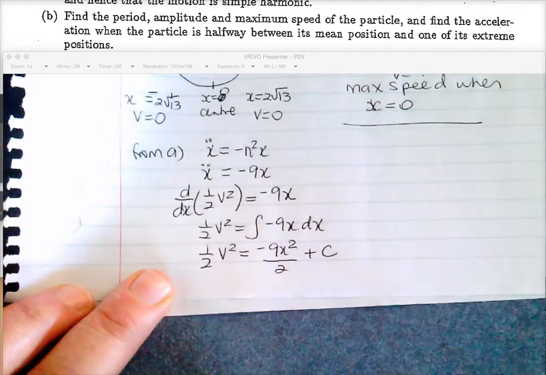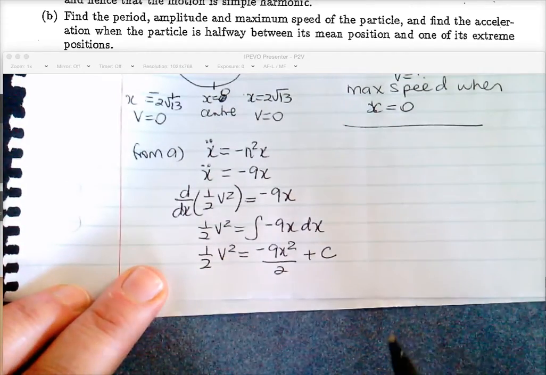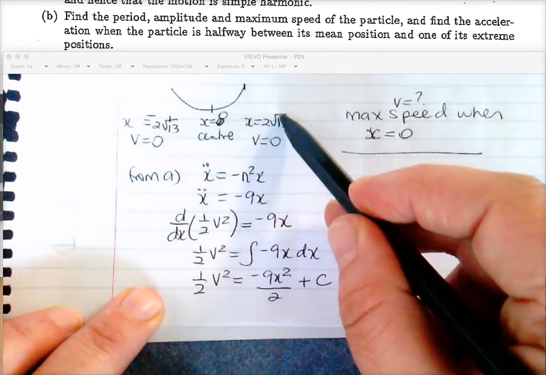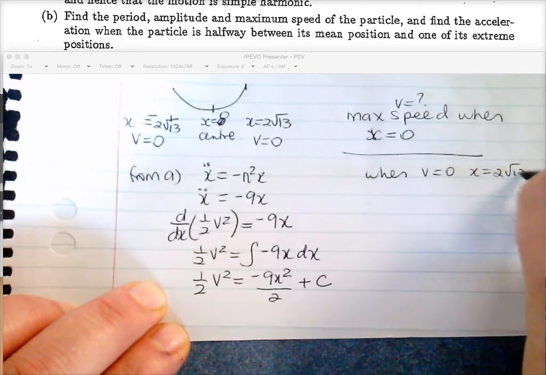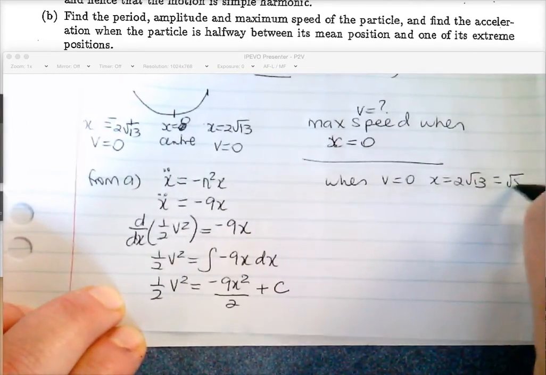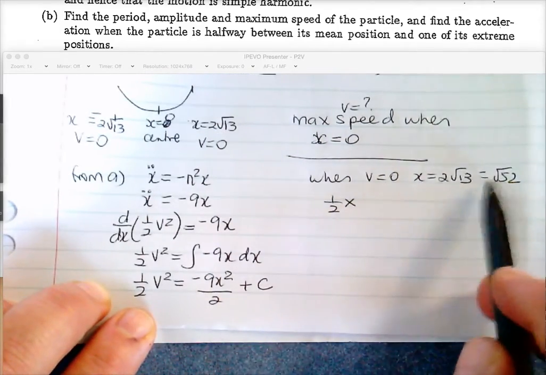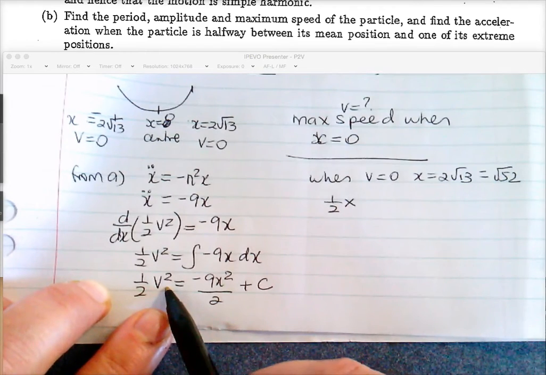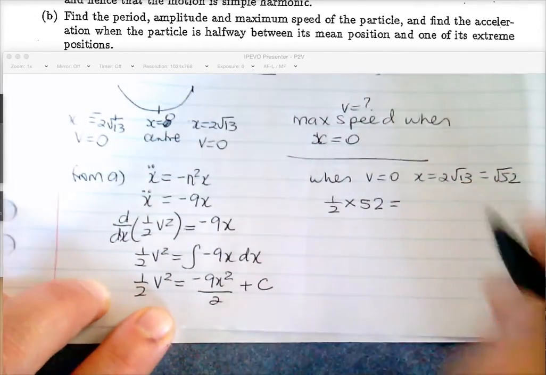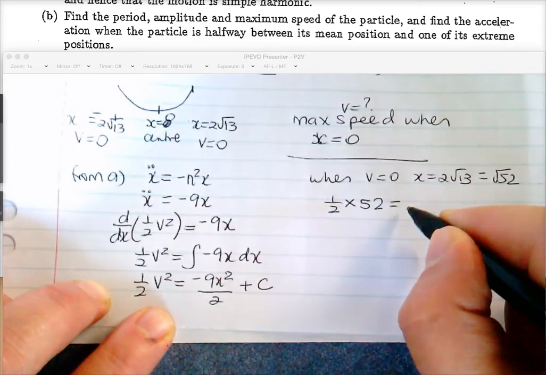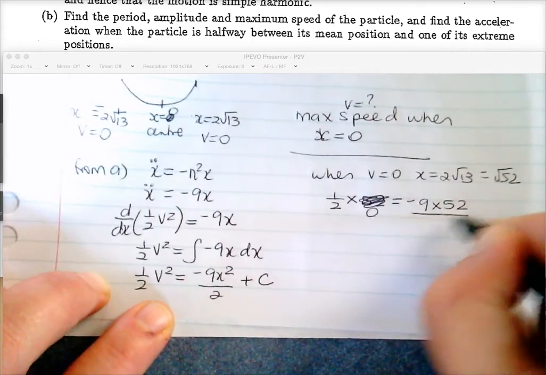You might think we don't know anything, but we do. Because on the ends, when v is 0, we know the amplitude. When v is 0, x is 2 root 13, or why don't we just put square root 52 to make it easier. So we get a half times, if v square root 52, it was square root 52, wasn't it? It's just 52 for v squared. Am I doing the right thing? No, I did the wrong one. A half of 0 is negative 9 times 52 on 2 plus c.